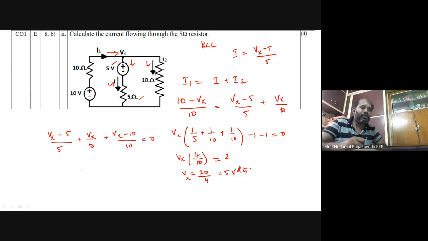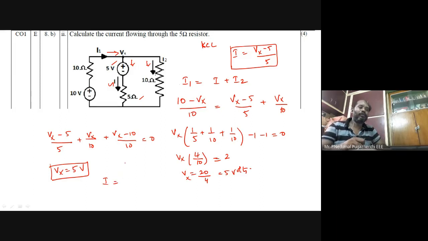If Vx is equal to 5 volts, then I can use this equation to get my current. So what is current? Current is equal to 5 minus 5 divided by 5, which is equal to 0 amps. So no current will be flowing across this 5 ohm resistor.